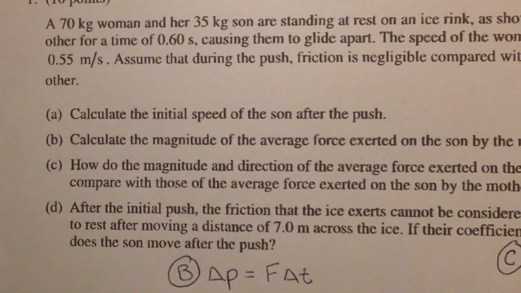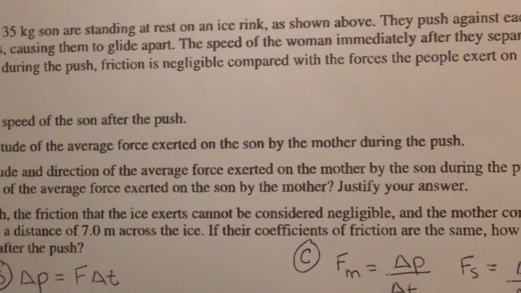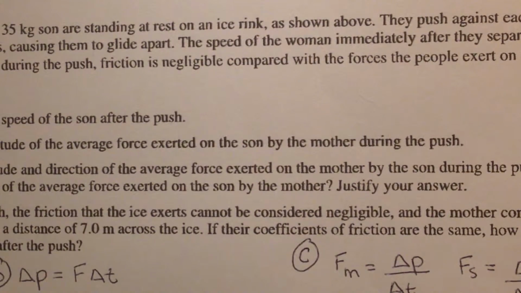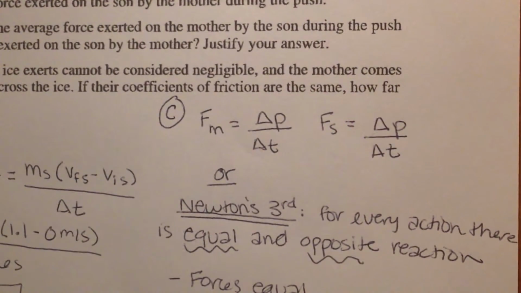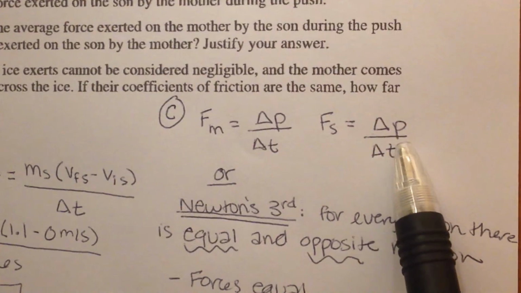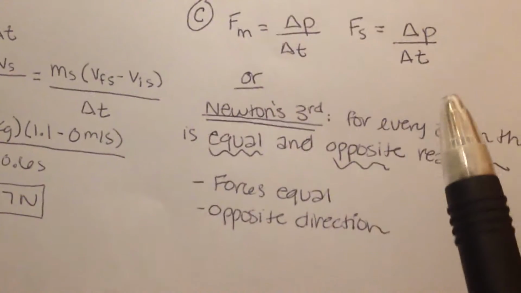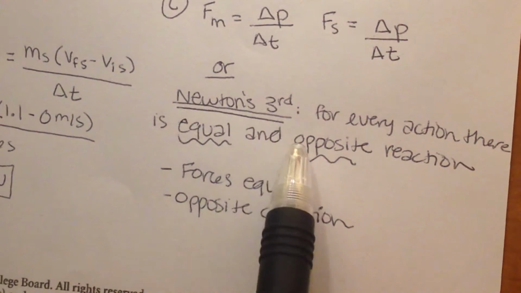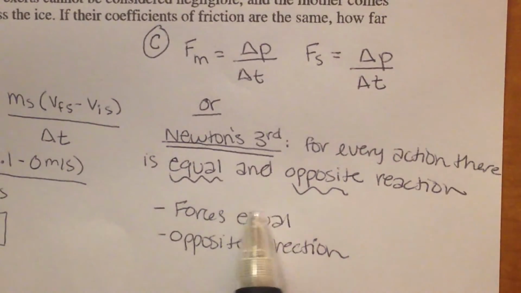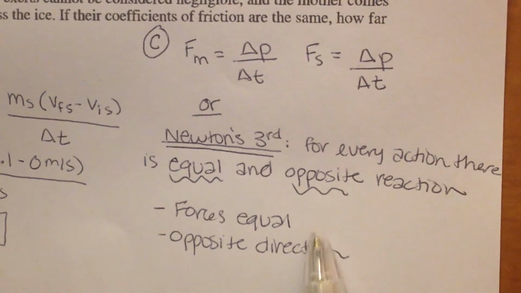Now part C says how do the magnitude and direction of the average force exerted on the mother by the son during the push compare to those of the average force exerted on the son by the mother. Justify your answer. Mathematically we can look at this and say we know the time is the same because they both are pushing for 0.6 seconds, and also because of conservation of momentum, these two changes in momentum should be equivalent. Now, we also know from our forces unit that Newton's third law says for every action there is an equal and opposite reaction. So we know that the forces have to be equal, and they also have to be in opposite directions.